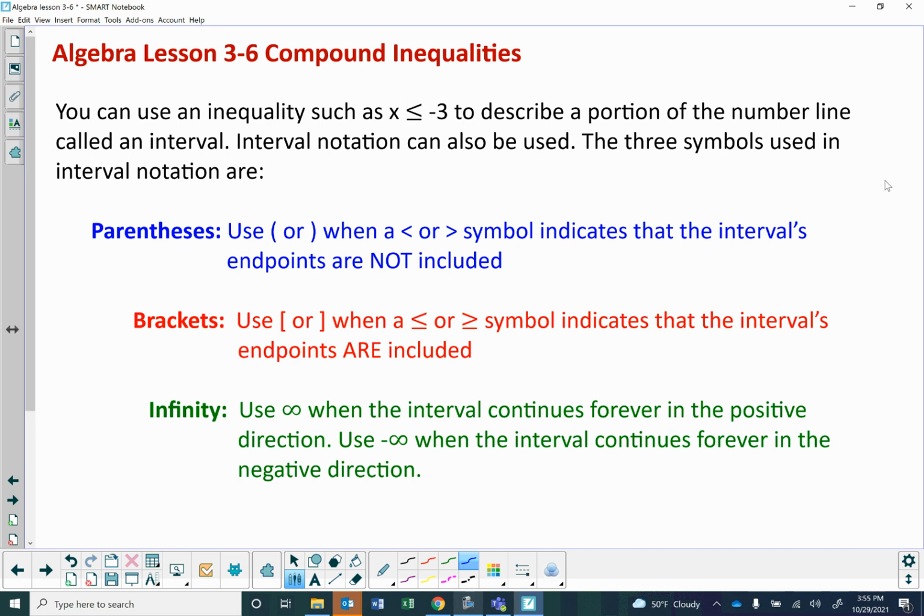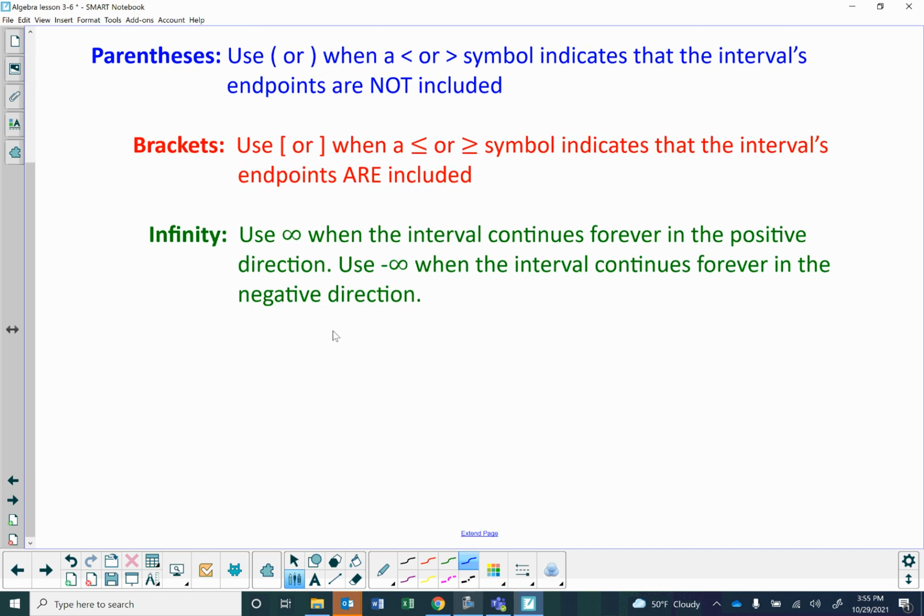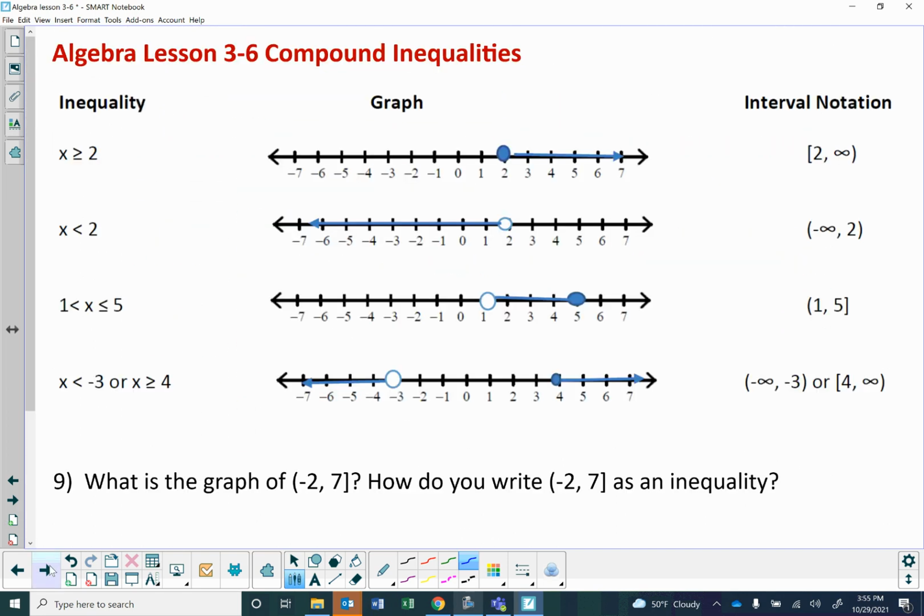And you might go, this is making no sense, Mrs. Sheeline. Well, let's take a look at a couple of examples here. Let's say we have the inequality x is greater than or equal to 2. Okay, that means we're including the 2. 2 is included in the solution. And we're going forever in the right-hand direction or in the positive direction.